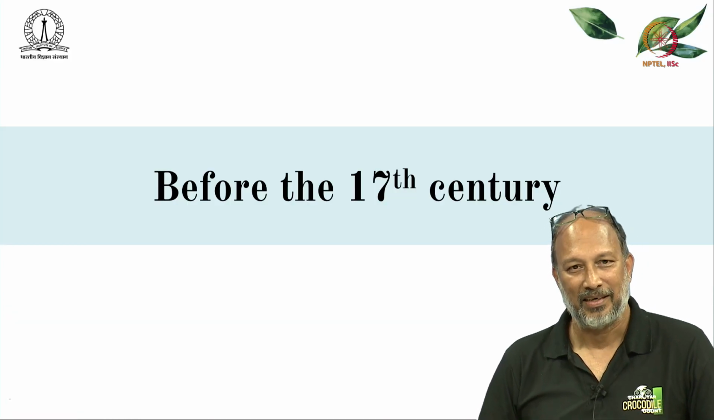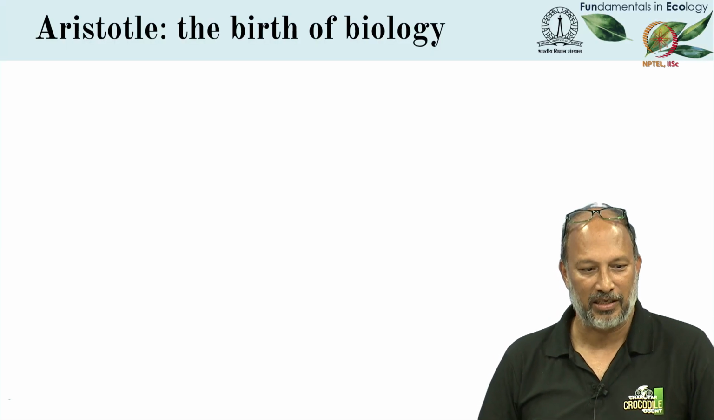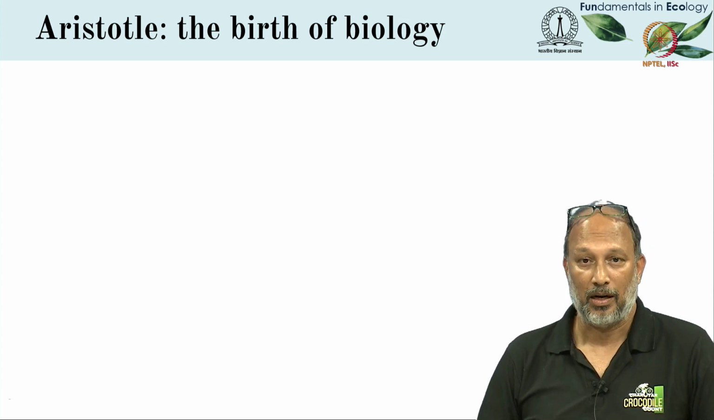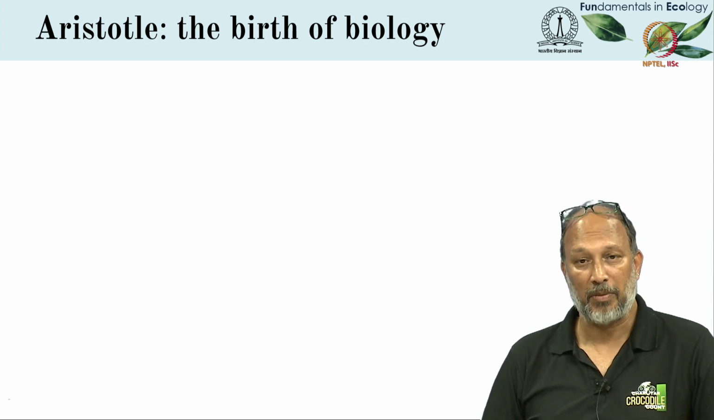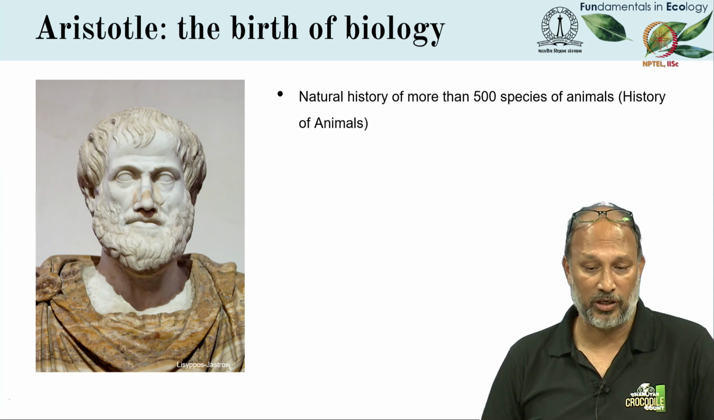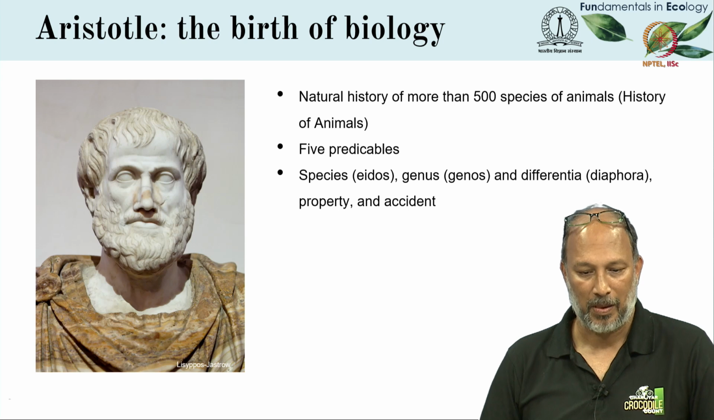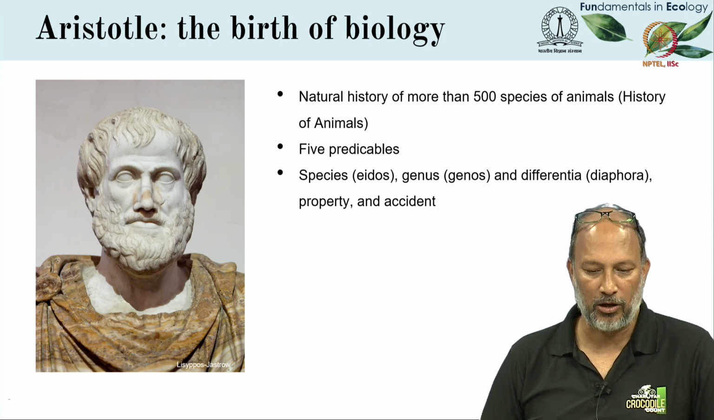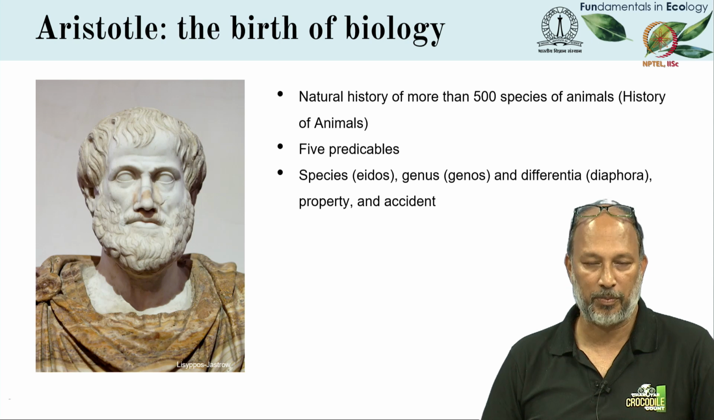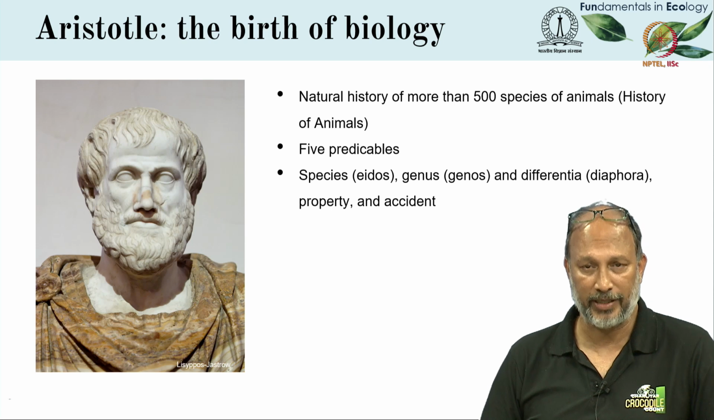As I said at the beginning, scientists have actually been thinking about this for a long time. Even before there were scientists, there were people who thought about questions like this. And if you go back 2,000 years ago, Aristotle thought about many questions relating to nature. Now, he in fact studied the natural history of more than 500 species of animals, and he came up with his own system of classification based on what he called 5 predicables. He said there were species, which he called eidos, genus, and differentia, property and accident, and he used the words species and genus slightly differently than we use them today.